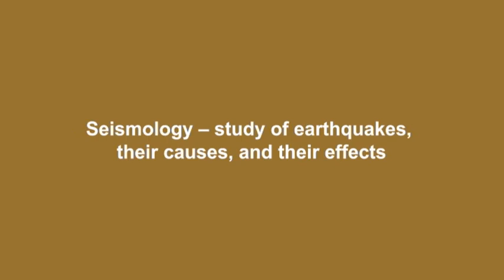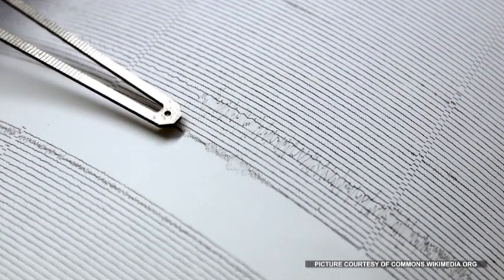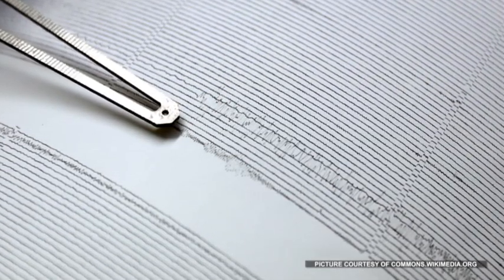Locating earthquakes. Seismology is the study of earthquakes, their causes, as well as their effects. Seismologists, or people who study earthquakes, are able to locate an earthquake by examining the seismogram, a record of the shaking of the ground made by the seismograph. Through the seismogram, seismologists are able to determine the focus and the epicenter of the earthquake.